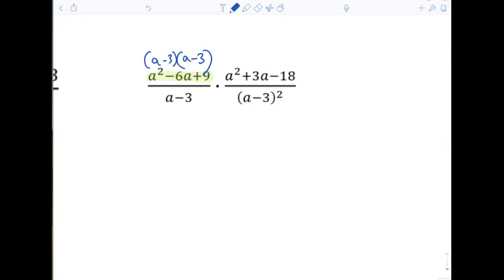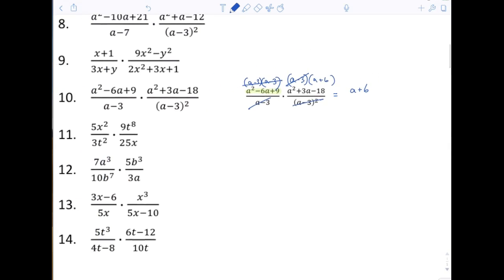Which is nice because what happens to these two a minus 3's? They cancel with these two a minus 3's. Which probably means, what about the next one? It's going to have an a minus 3 also. And then the other one is going to be a plus 6. Very good. So that's going to be a plus 6. And so now what happens? So your final answer is just what? A plus 6. All right, I'm totally happy.